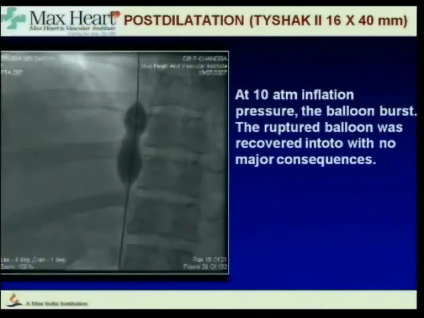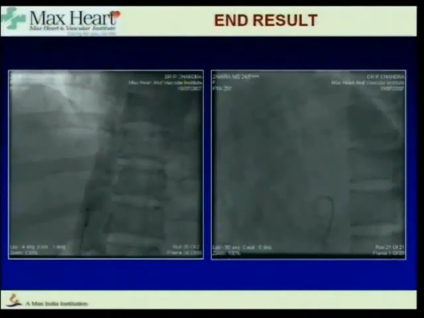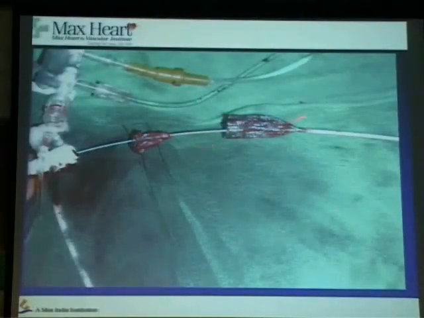And then we post-dilated this stent with a 16 by 40 millimeter balloon at 10 atmospheres. But when we reached 10 atmosphere inflation pressure, the balloon just burst. One could see the horrifying sight of the balloon getting burst. We were not sure at that time whether we had embolized this balloon into the circulation, which would have been really catastrophic. But luckily, the balloon was retrieved in toto on the delivery catheter, and the pieces were intact. I mean, burst, but at least the pieces were there.